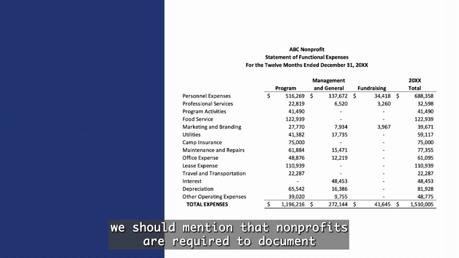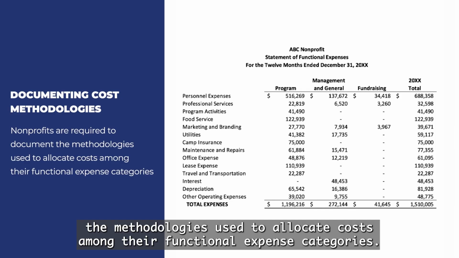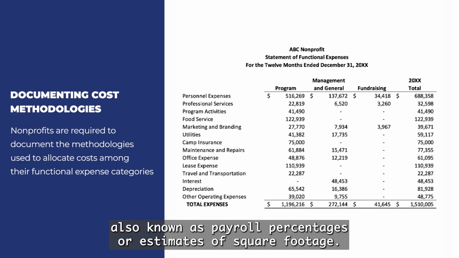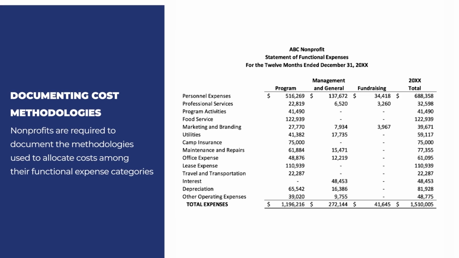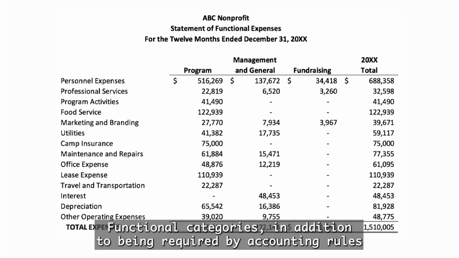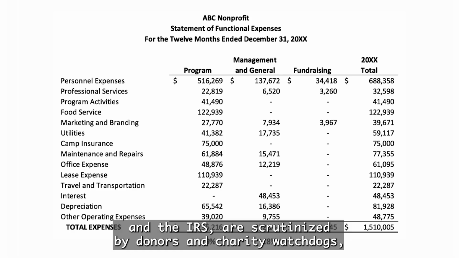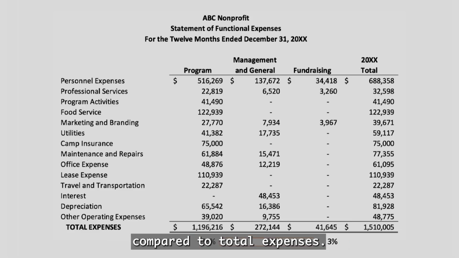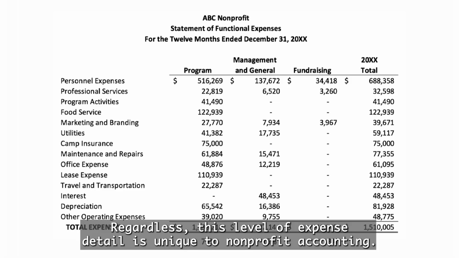Finally, we should mention that nonprofits are required to document the methodologies used to allocate costs among their functional expense categories. Common allocation methods include percentages of time and effort, also known as payroll percentages, or estimates of square footage. Functional categories, in addition to being required by accounting rules and the IRS, are scrutinized by donors and charity watchdogs, who often look at the percentages of each of these categories compared to total expenses. Regardless, this level of expense detail is unique to nonprofit accounting.